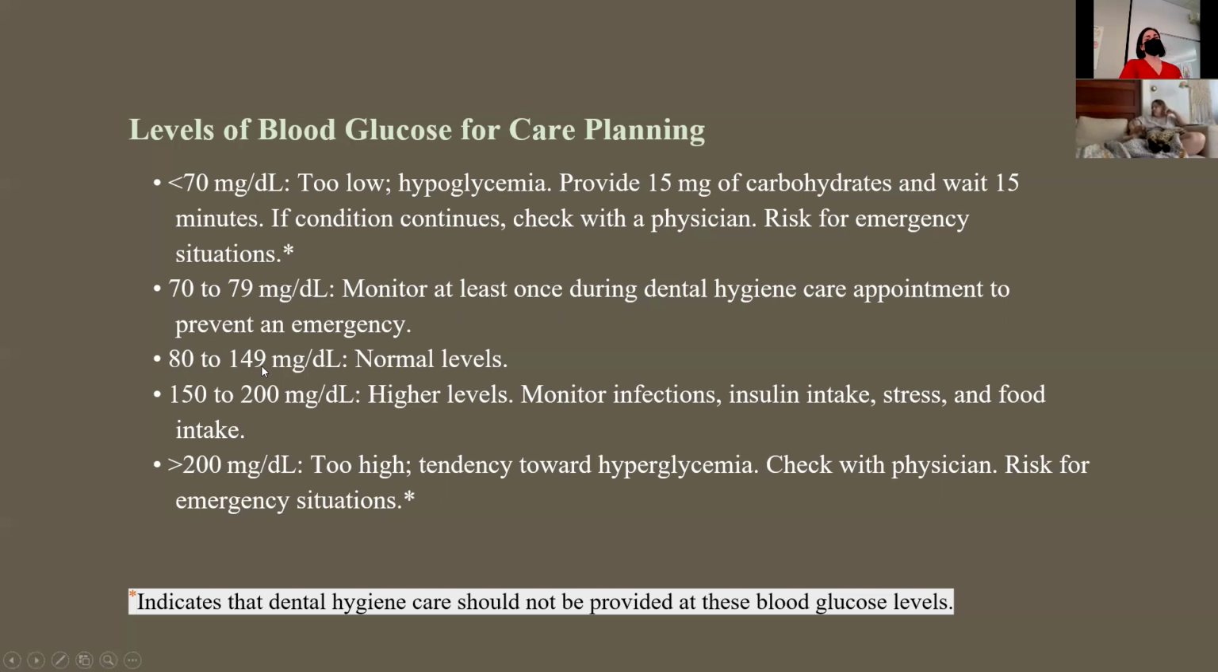80 to 149, but I had another one that said 80 to 120. So they might have raised it, kind of like high blood pressure, they adjust the numbers, but I thought it was 120. 150 to 200 is higher levels, and above 200 is too high, tendency toward hyperglycemia. Hyperglycemia, check with the physician. Risk for emergency situation. So I wrote here, why do we stop at 200? It's because there's a higher risk for an emergency situation, and the patient's technically hyperglycemic.